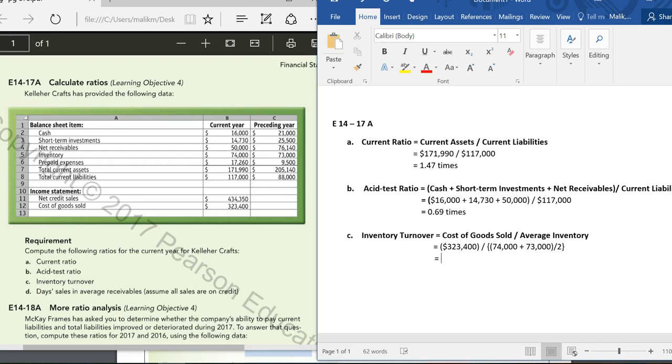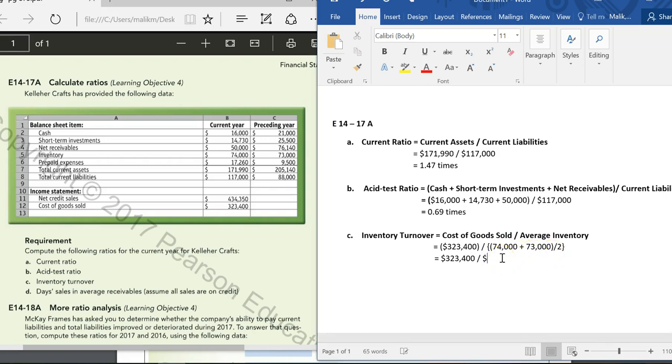So our top part is already given, which is the cost of goods sold, 323,400, and it will be divided by the average inventory. How can you calculate the average inventory? Preceding year plus current year divided by 2. So let's do it first. 74,000 plus 73,000 divided by 2.